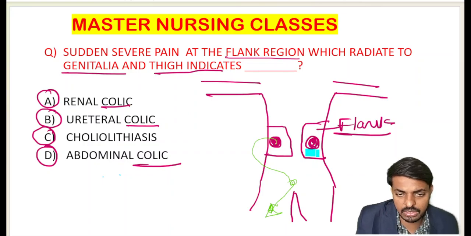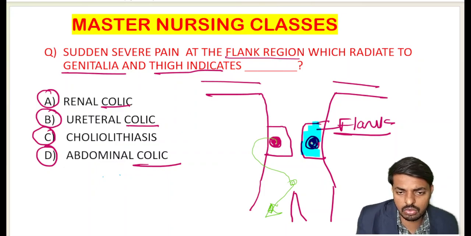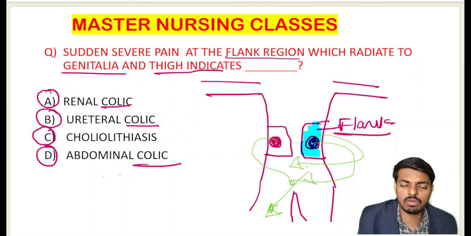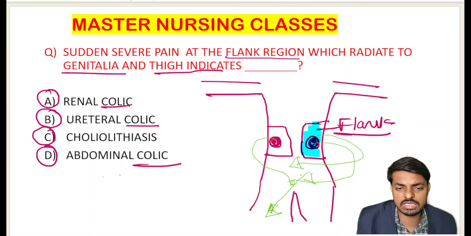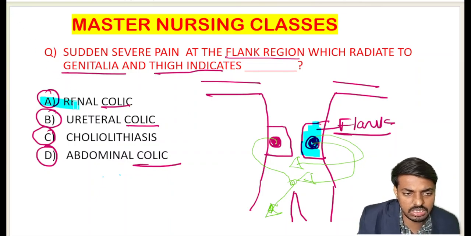The pain originates from the flank area only, but it radiates only to the genitalia in males and to the bladder in females. Only if it is radiating to the genitalia in males and bladder in females, we call that renal colic.